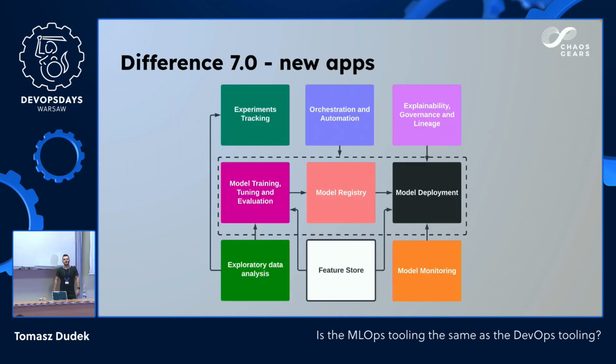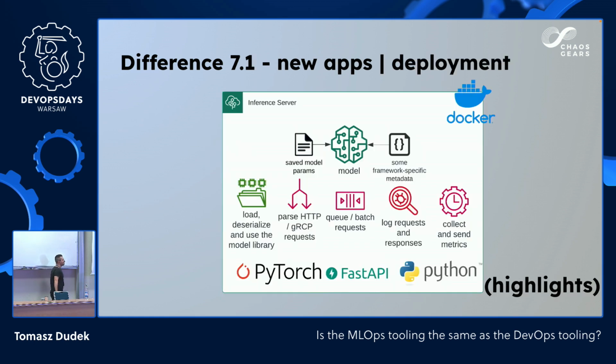And the sixth difference is obviously those applications, because suddenly your system consists of various microservices that let you explore the data, train the models, track the experiments, orchestrate, automate everything, register those models, and so on. Those applications are for you as a team to basically streamline your model-related process. We'll highlight some of them.